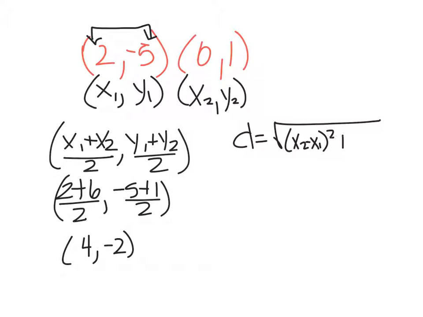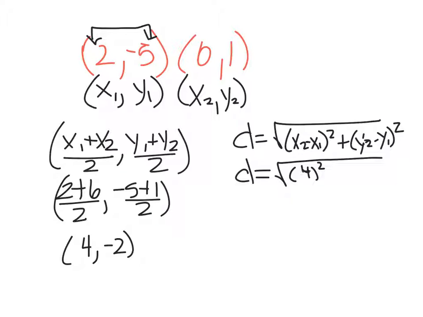Okay, and then for the distance formula, we would have d equals the square root of (x2 minus x1) squared plus (y2 minus y1) squared. And so d will equal, if we take our x2, which is 6, and subtract 2, so 6 minus 2 would be 4 squared, plus, and then for our y's, we'd have 1 minus -5, which is really 1 plus 5, 6 squared. And so then we'd get the square root of, well, 4 squared is 16, plus 6 squared is 36.